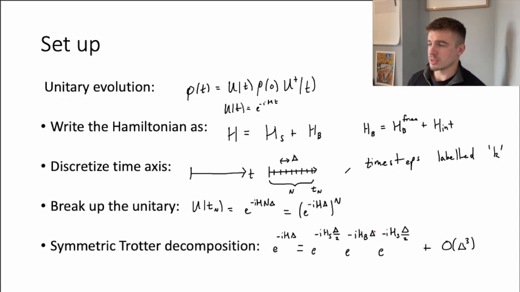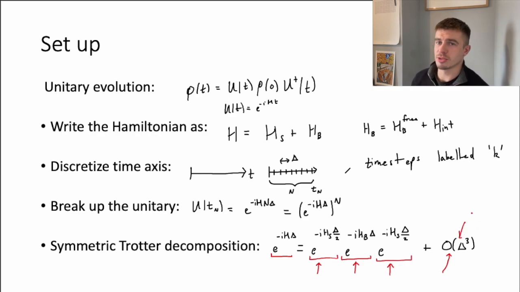And the reason that I do this is that if I choose delta small enough, I can use symmetric Trotter decomposition, which means that I can break up this unitary which acts on the system and the bath, and I can decompose it using Trotter decomposition into an operator that just acts on the system, one that acts on both the system and the bath, and another operator that just acts on the system. And then I get some order delta cubed error term. So the smaller the delta is, the smaller my error is going to be, and the better my symmetric Trotter decomposition is going to be.